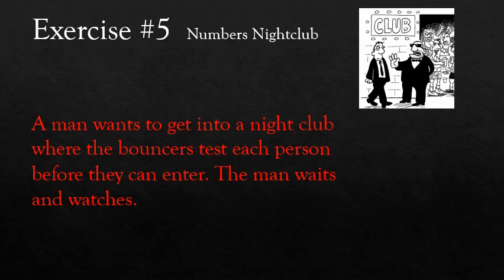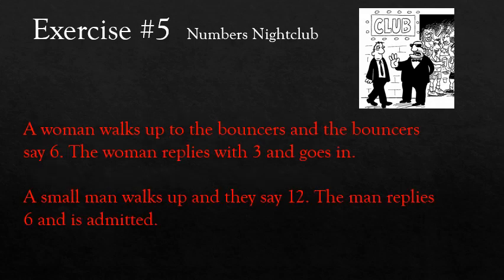Okay, here's your setup. A guy wants to get into a nightclub. There's bouncers outside the door, and they're testing each person before they let them into the club. He's not sure what the bouncers are testing for, so he hangs back a while, he watches, and he tries to look for patterns. And he notices the first thing that happens is a woman walks up to the bouncers. The bouncers don't say anything except 6. And the woman replies with 3. She's allowed to go into the club.